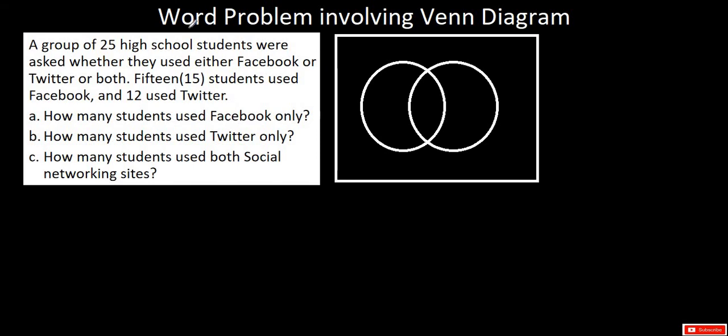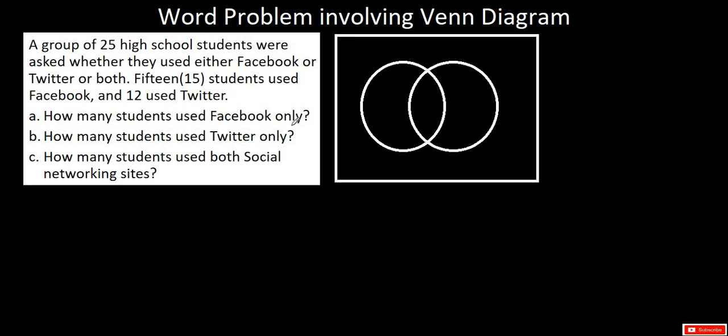In this video, we're going to solve a word problem involving Venn diagram. A group of 25 high school students were asked whether they used either Facebook or Twitter or both. 15 students used Facebook and 12 used Twitter.